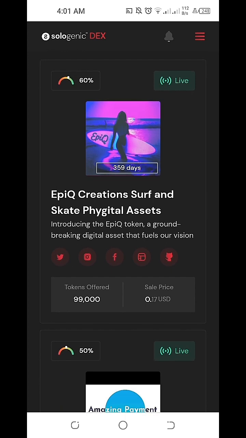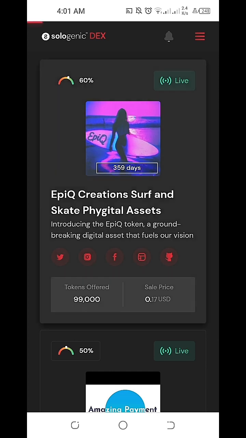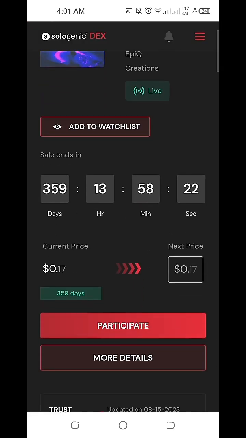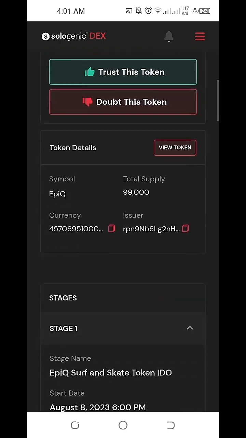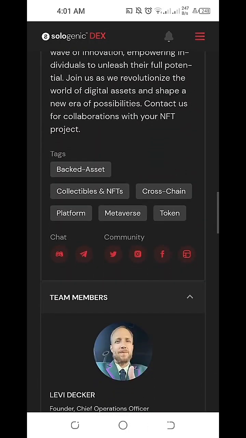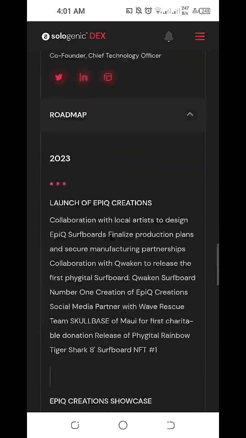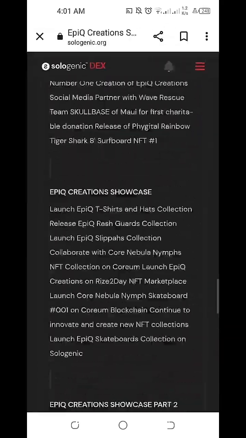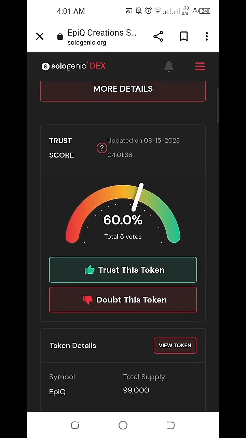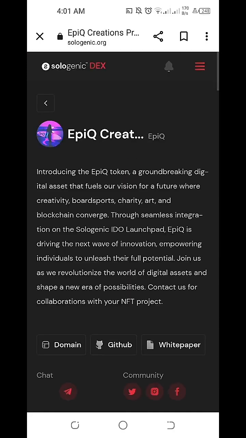For example, we'll click on the latest one, EPQ creations, surf and skate, phygital assets. Okay, so if we're wanting to add a specific token to the trust line, it normally gives us a default numerical value of 100 million. Okay, so let's try to check on this one. For example, we're going to view the token.